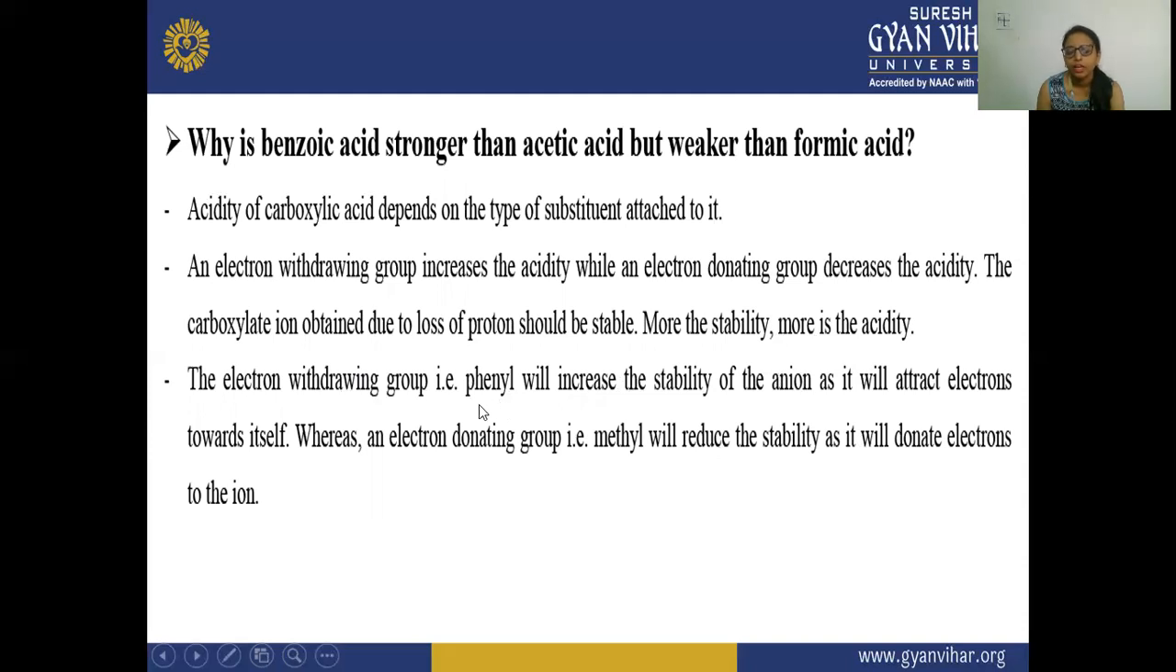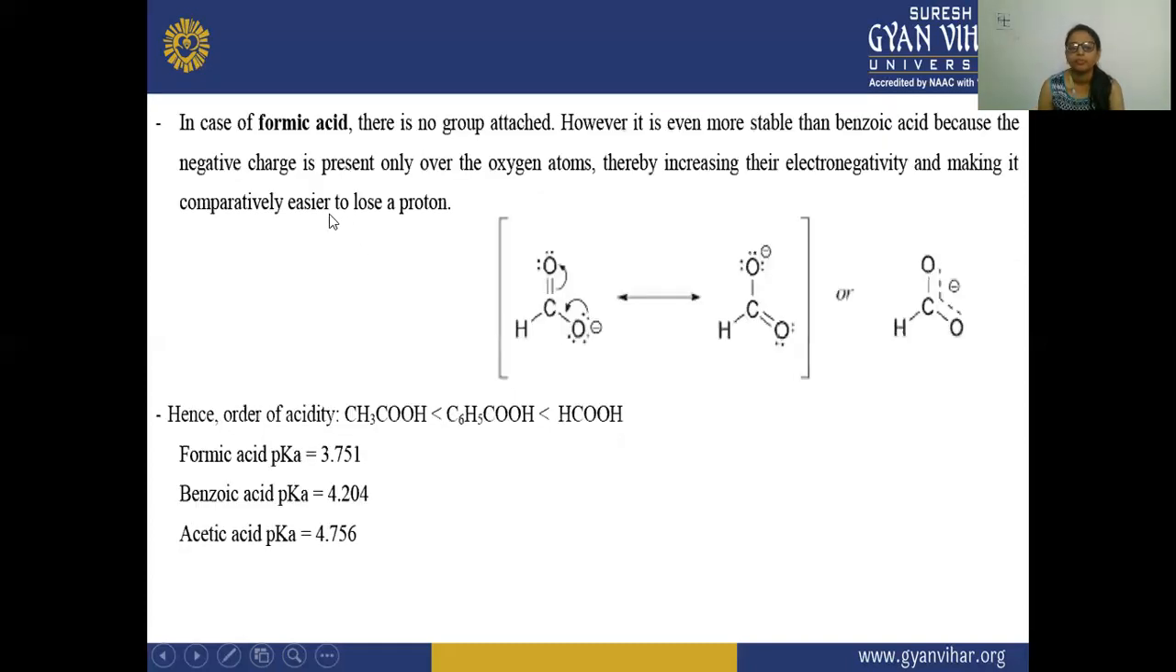For example, if a phenyl is attached to the carboxylic group, it will increase the stability of this anion, and it will attract more electrons towards itself. Whereas an electron donating group, that is methyl, will reduce the stability, and it will donate electrons to the ion. In the case of formic acid, there is no group attached. However, it is even more stable than benzoic acid because the negative charge is present over the oxygen atom, thereby increasing its electronegativity and making it comparatively easier to lose a proton.